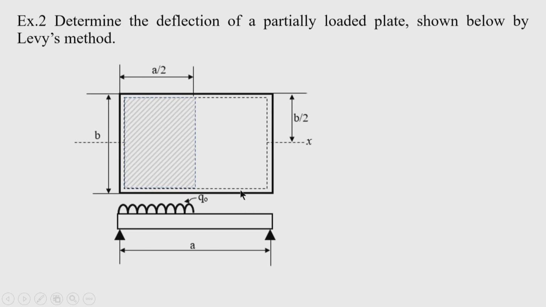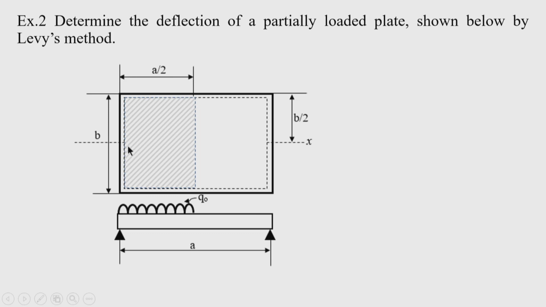Now, let us discuss another problem of a plate which has all the edges simply supported and it is loaded by UDL not up to the full extent of the plate, but up to the middle area. So, it covers only a by 2 length of the plate. So, plate length is a and the width is b.